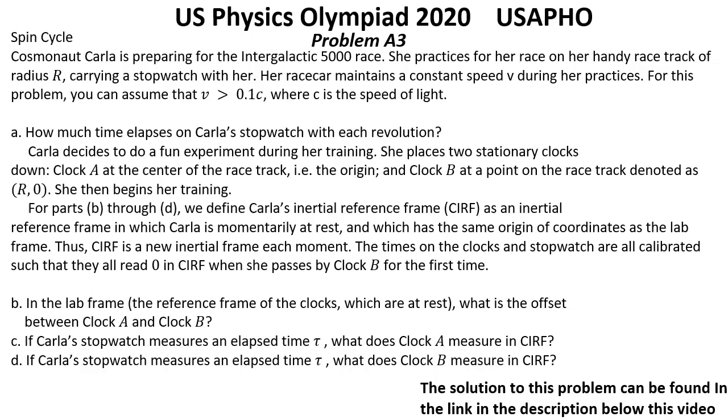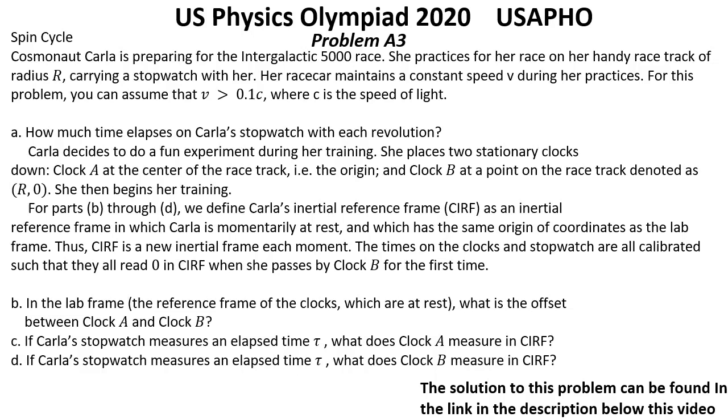For parts B through D, we define Clara's inertial reference frame, CIRF, as an inertial reference frame in which Clara is momentarily at rest, and which has the same origin of coordinates as the lap frame. Thus, CIRF is a new inertial frame each moment. The times on the clocks and the stopwatch are all calibrated such that they all read 0 in CIRF when she passes by clock B for the first time.